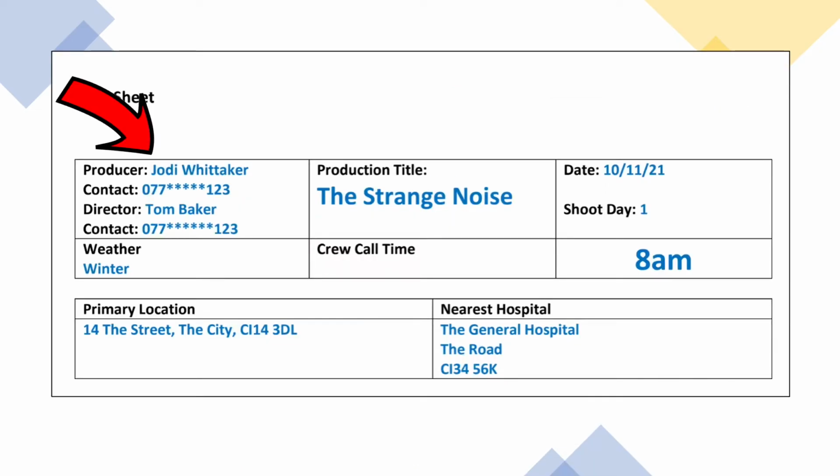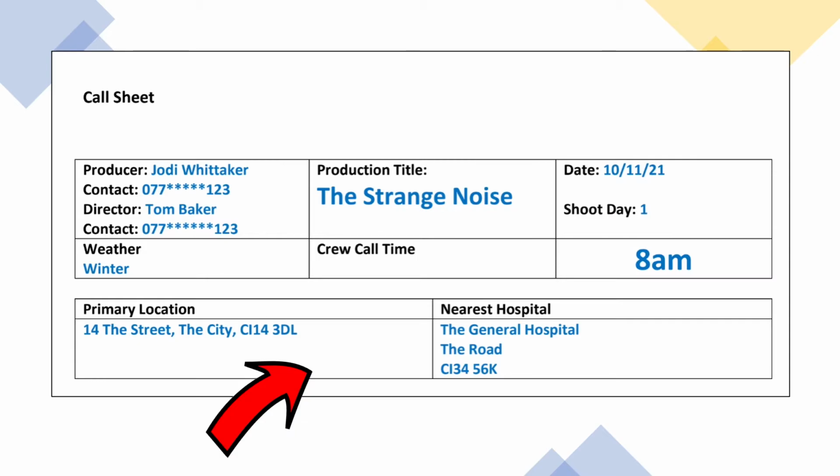At the top of the document, you must have the important members of the crew, the producer and director, and their contact details. You have the date of the shoot, how many shooting days this is going to be, and quite importantly, what time do you want your cast and your crew to turn up. You also have your primary location and where the nearest hospital is in case of an accident.